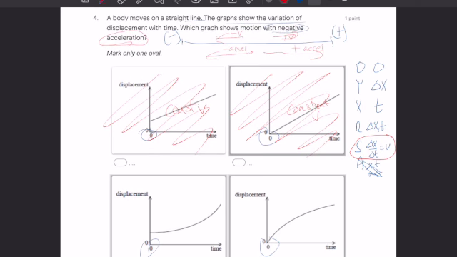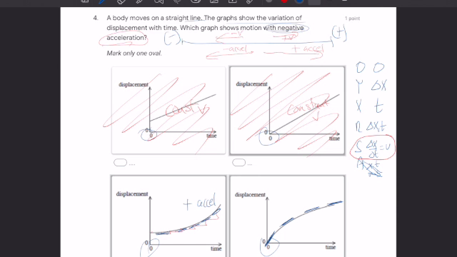So now we see this one here. The displacement is getting faster. So we see if the slope is the tangent at these points, it's delta y over delta x, we can see the slope is increasing. That is positive acceleration.